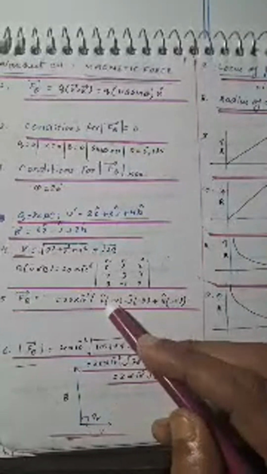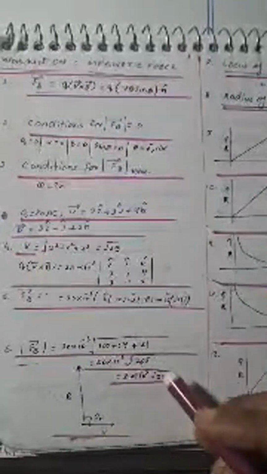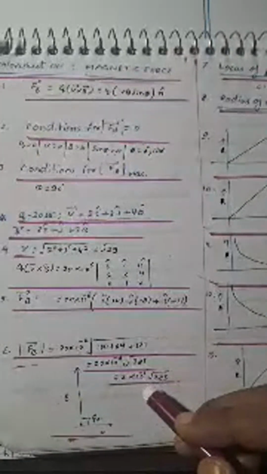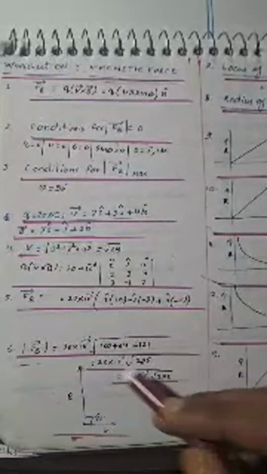Next is question number 6, in which we have to find the magnitude of the magnetic force. It will be the magnitude of this vector, which will be 20 into 10 to the power minus 6 into root of 100 plus 64 plus 121, since 10 square is 100, 8 square is 64, 11 square is 121. So it reduces to 2 into 10 to the power minus 5 root 285. That will be the magnitude of the magnetic force over here.